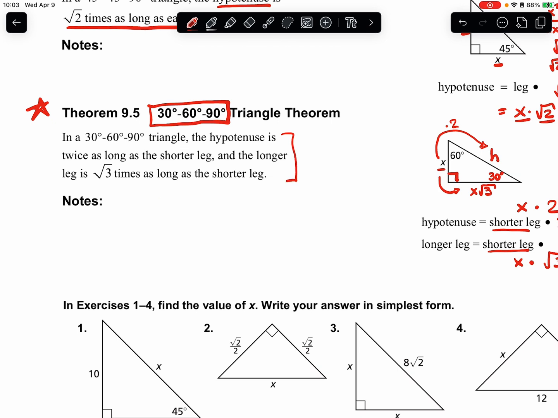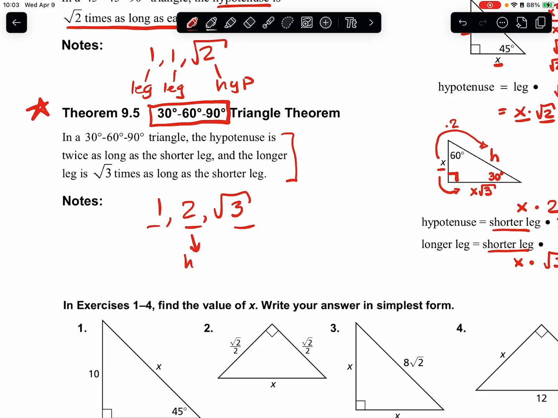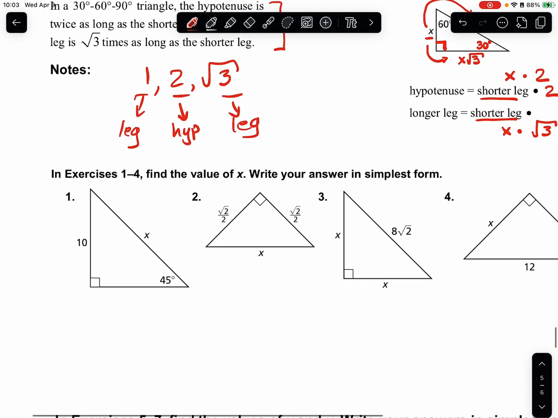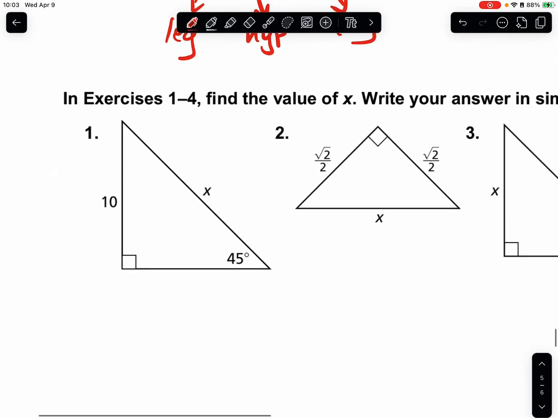Some kids refer to this triangle as the 1, 1, 2, but it's not 2, it's radical 2. And then this one they say is 1, 2, radical 3. Now be careful, if you do this, this is leg, 1x, 1x, and then this is the hypotenuse. What's weird about 1, 2, 3 is that this is the hypotenuse, the longer side, and this is the leg, and this is the leg. So there are a lot of different ways to remember this theorem. You do you.